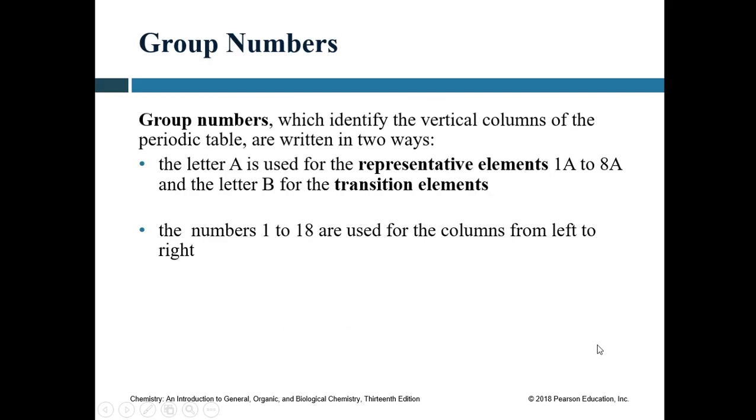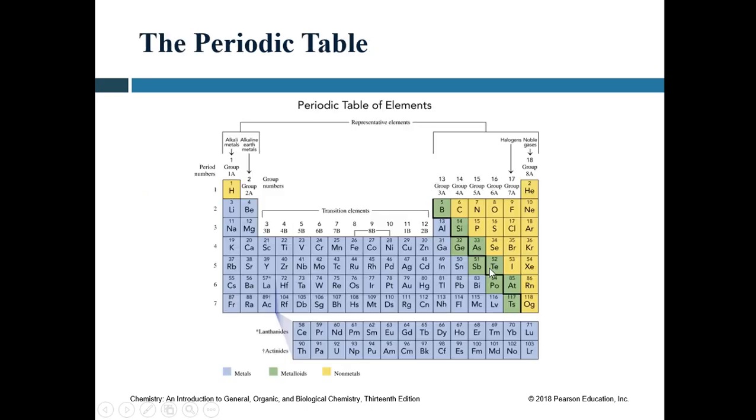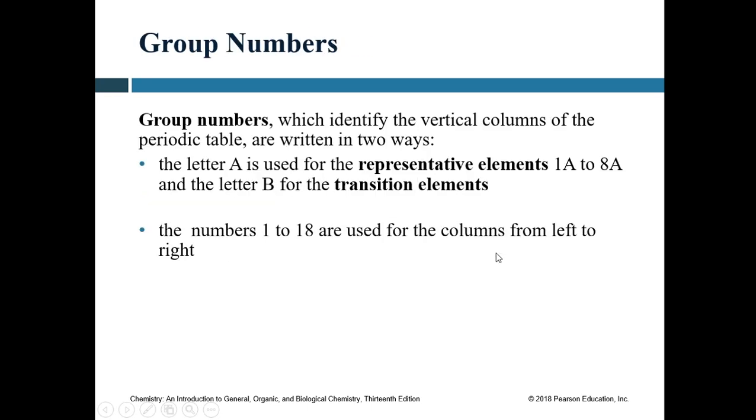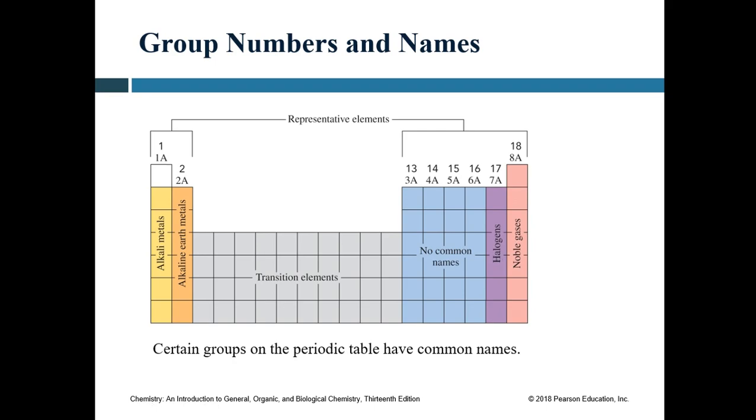Or if we want to just number them 1 through 18, they are used for columns from left to right that way. To me, the 1 through 18 does not help us out one bit, but some people like to do it that way. All right, so here we go. Certain groups on the periodic table have common names, and that's what I was just talking about, so you need to know these. Our alkali metals here, alkaline earth, halogens, noble gases, this area right here is our transitional elements.